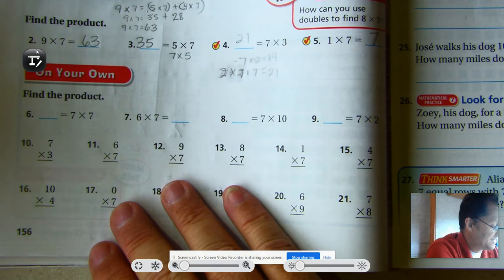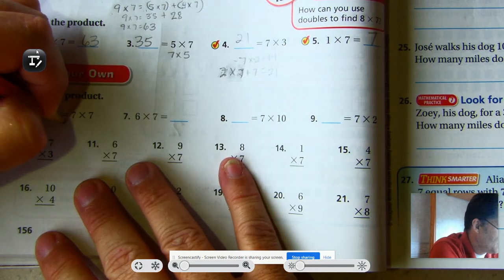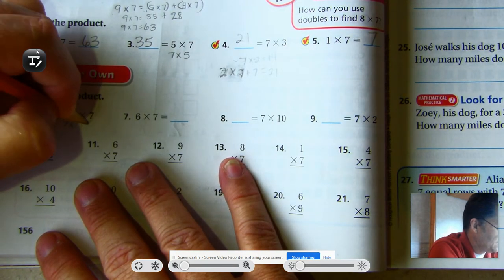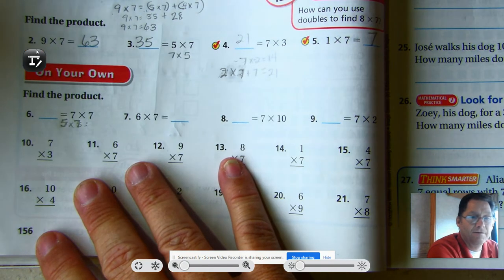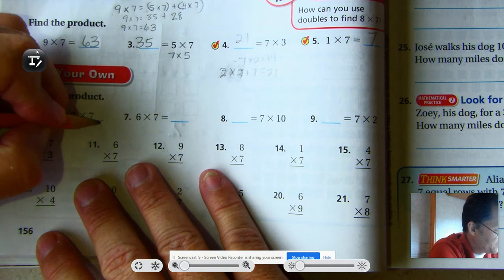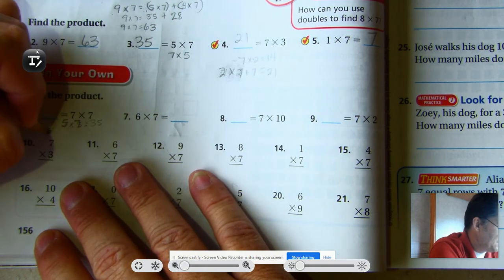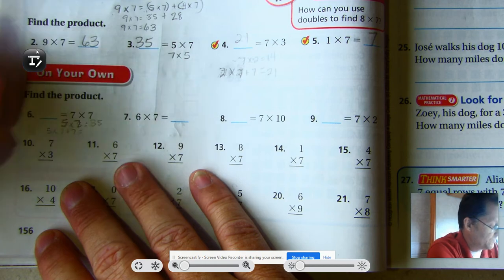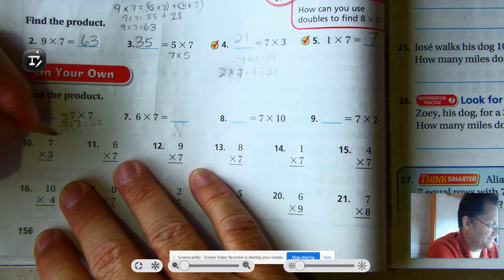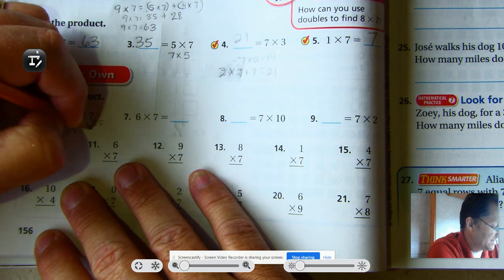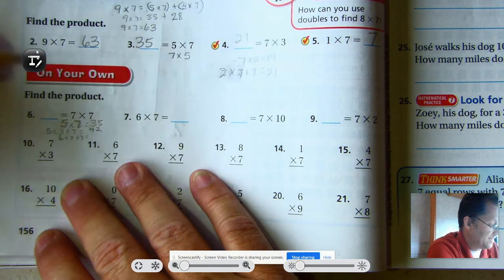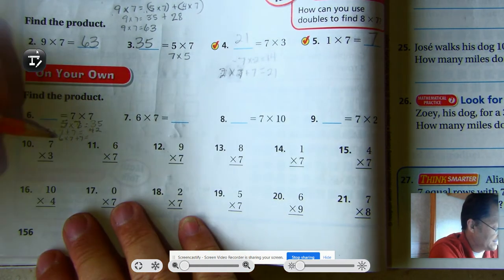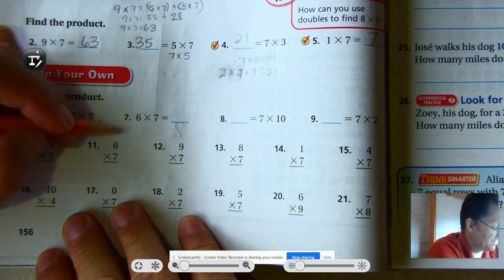All right, 7 times 7. Let's use a fact we know. We should know what 5 times 7 is. 5 times 7 is 35. So 5 times 7 plus 7, that would be 6 times 7. 35 plus 7 is 42. So 6 times 7 plus 7, now that would be 7 times 7. 6 times 7 is 42. 42 plus 7 is 49.